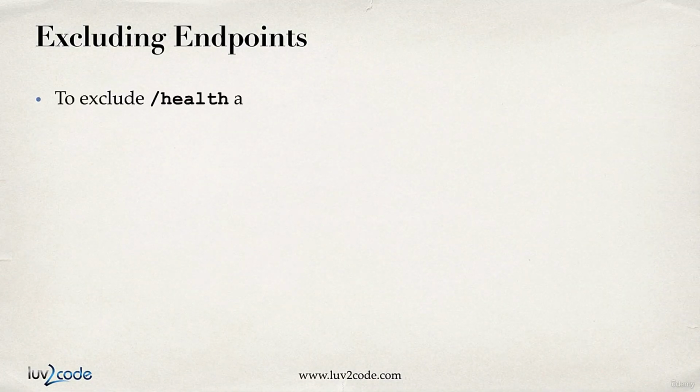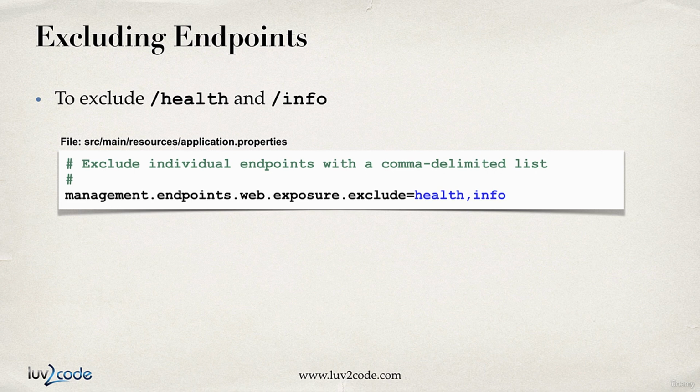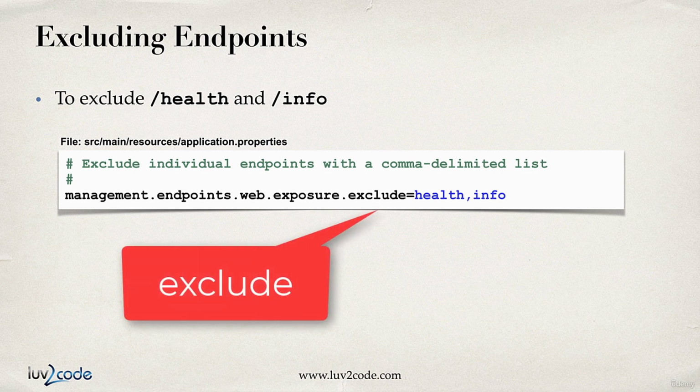We can also exclude endpoints. To exclude /health and /info, we simply add an entry in application.properties. We say management.endpoints.web.exposure.exclude, and then we give a comma delimited list: health, comma, info. That way, no one can access those given endpoints.